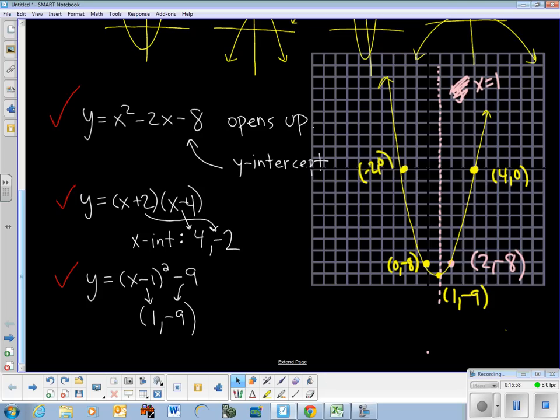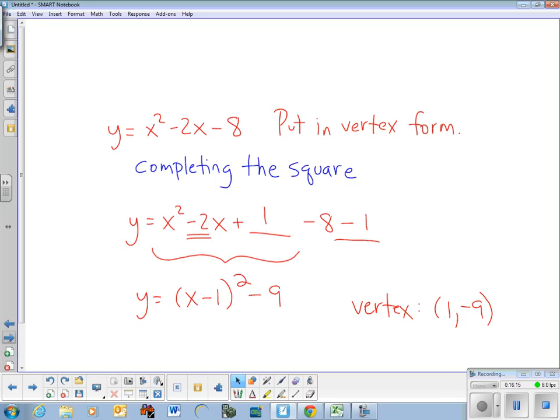Now, given any one of them, you should be able to get the other ones. Given standard, factor it to get factored, and you complete the square to get vertex form. If you're given vertex form, you can multiply it out and collect like terms and get back to standard. So that's our goal of the day: what do they tell you, and how to get from one to the other.